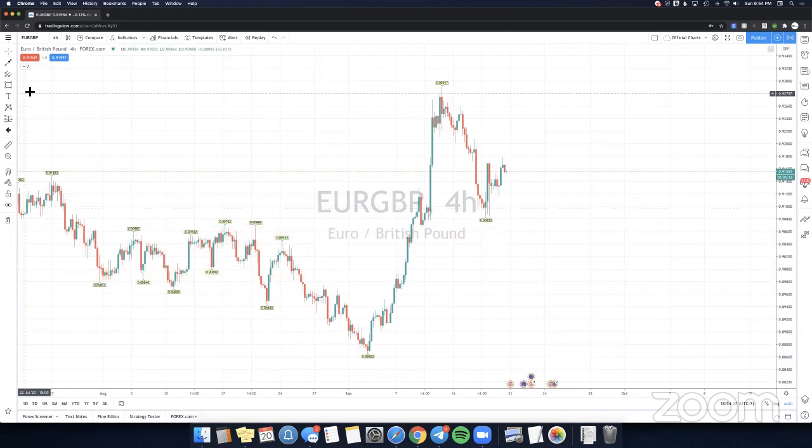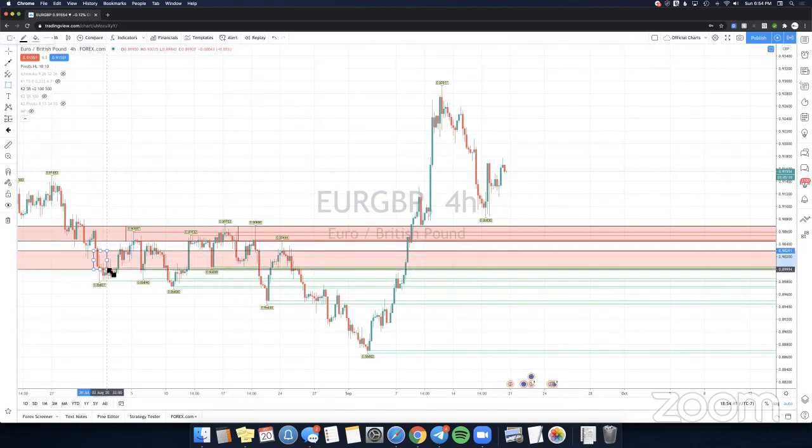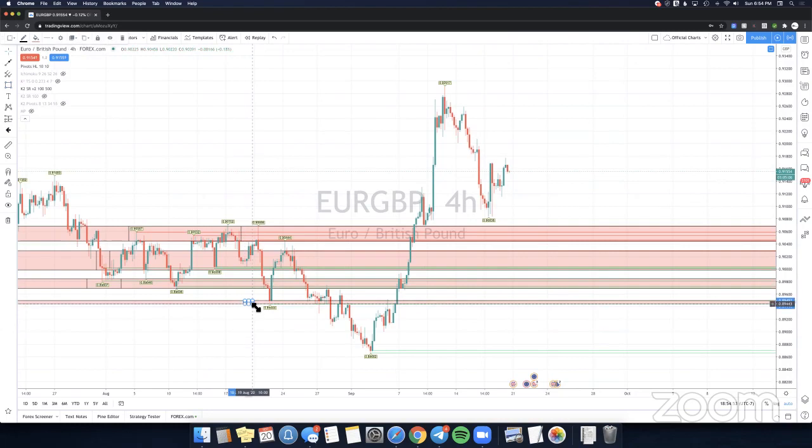Delete that. Open up the SRs. Yeah, it looks like all the Euro pairs are kind of messy right now, which is fine. I mean, it happens. And it's kind of an irrelevant area because price is way up here, but I'm still going to draw these zones just to have them drawn for you guys.